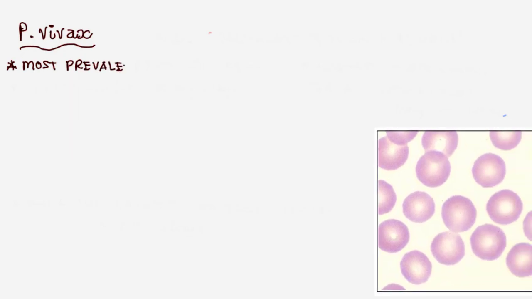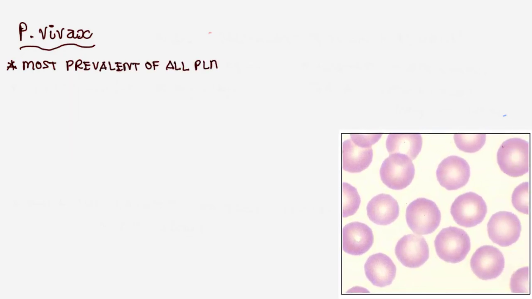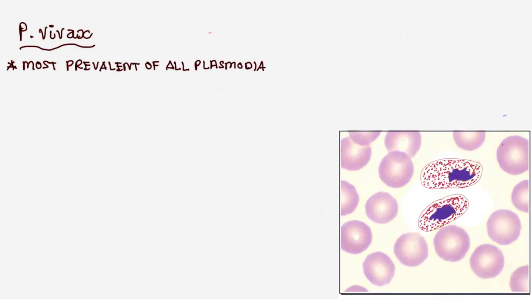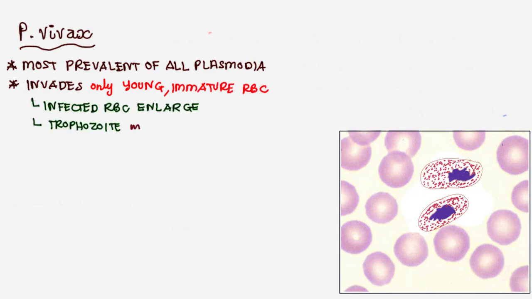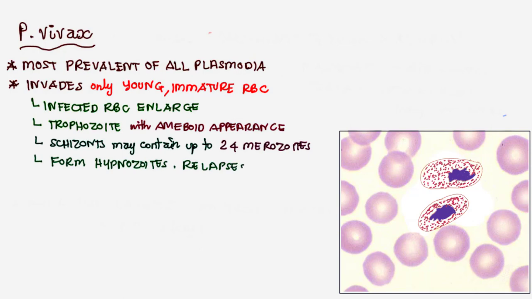Plasmodium vivax is the most prevalent type of Plasmodia. It invades only young and immature red blood cells. Once infected, the red blood cell will enlarge and contain pink granules known as Schüffner's dots. Trophozoites are seen with an amoeboid appearance. Schizonts may be seen containing up to 24 merozoites. They do form hypnozoites, therefore relapses may occur.